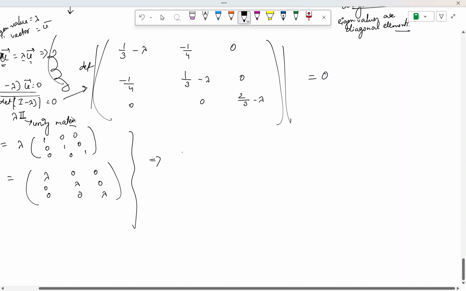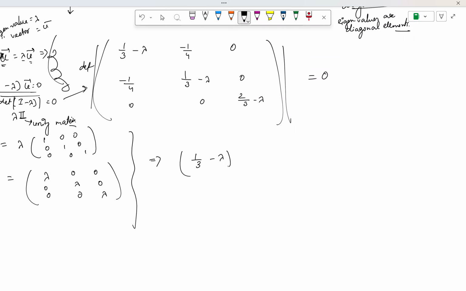Now how do you get the determinant? This is very simple. 1/3 minus lambda, then you multiply this into this, so 1/3 minus lambda times 2/3 minus lambda, minus 0 into 0 is 0. So this is one thing. Then the second term will be minus 1/4. It will be in the same sequential order, so for this column you have to first multiply this and then multiply this.